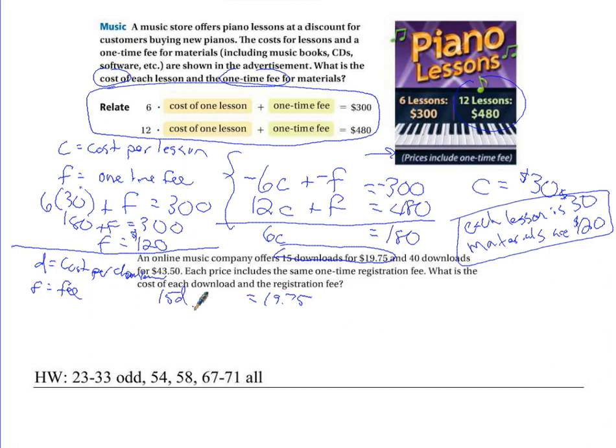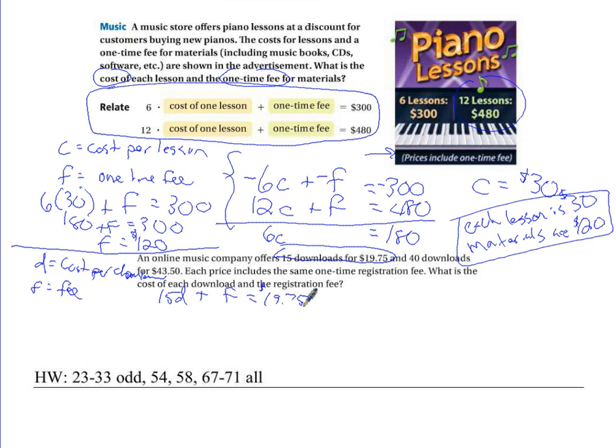So 15D gives me cost. This is a cost right here. So I need money all the way through this equation. I have 15 things that cost me a certain amount of money. That gives me money right here. Plus what? The fee, which is more money. Money plus money equals money.